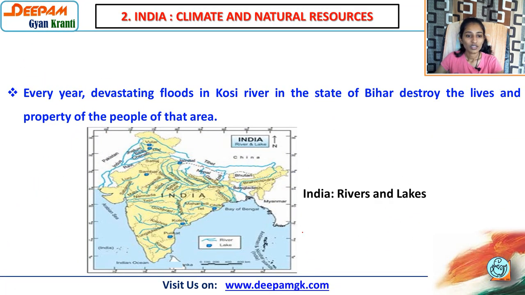Every year, devastating floods in the Kosi River in the state of Bihar destroy the lives and property of the people of that area. Every year in Bihar, there is one river, the Kosi River, and every year there is a flood in it and that destroys the lives of the people.